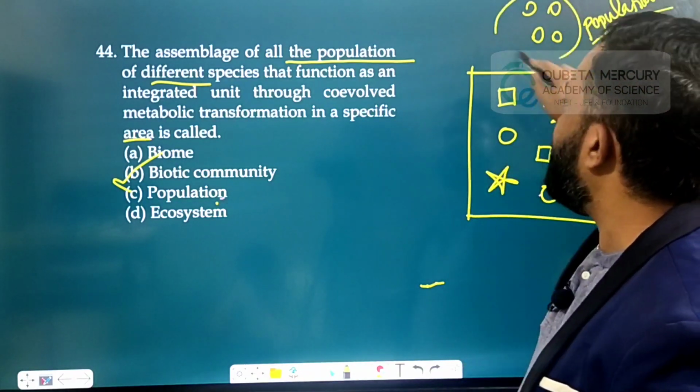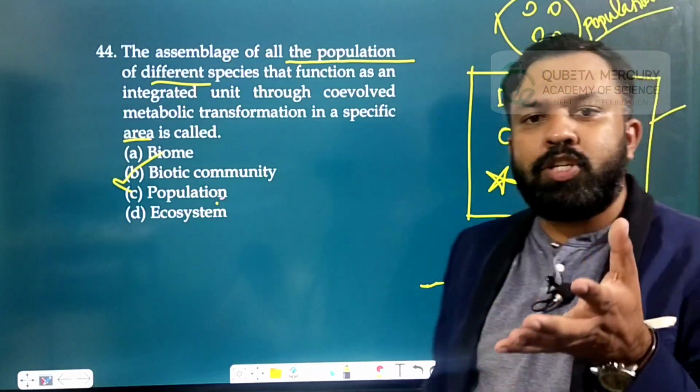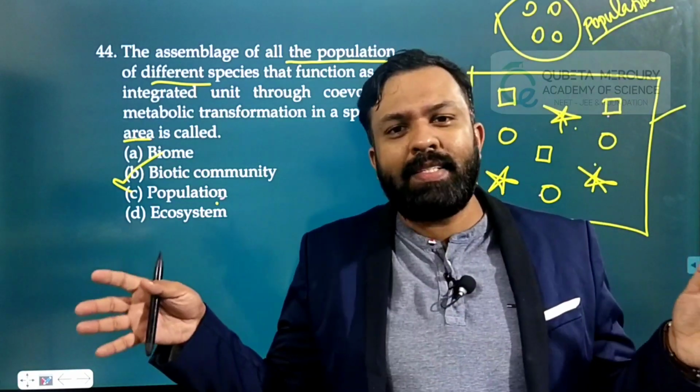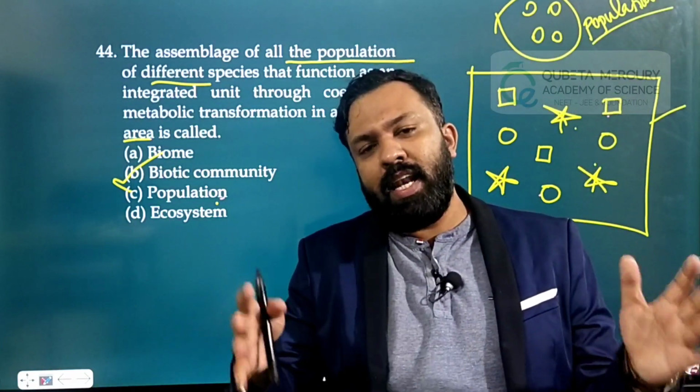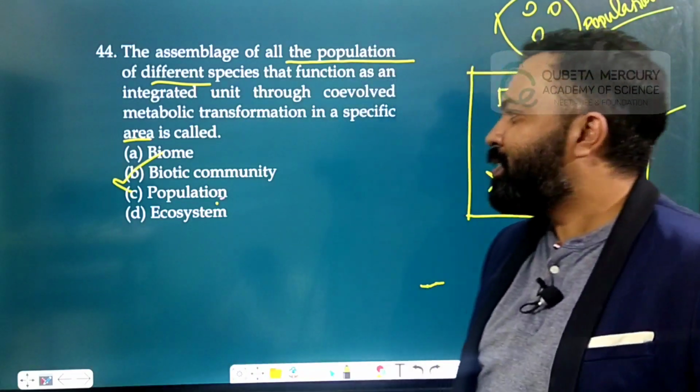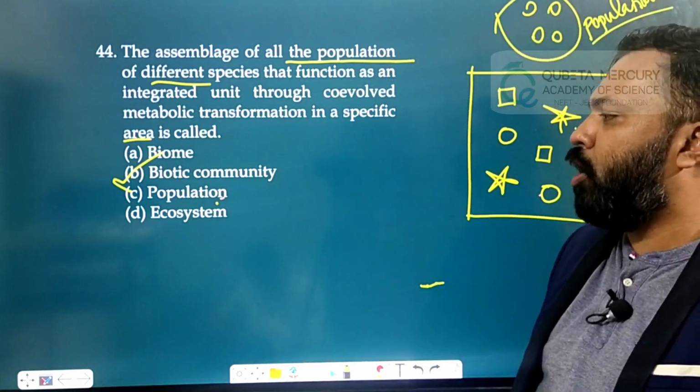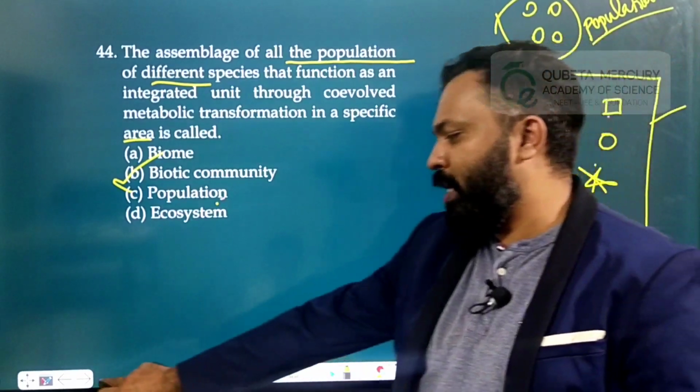Population is a group of similar species. Ecosystem is the community and its non-living components like light, temperature, water, etc. So the group of different populations is called the community, the biotic community.